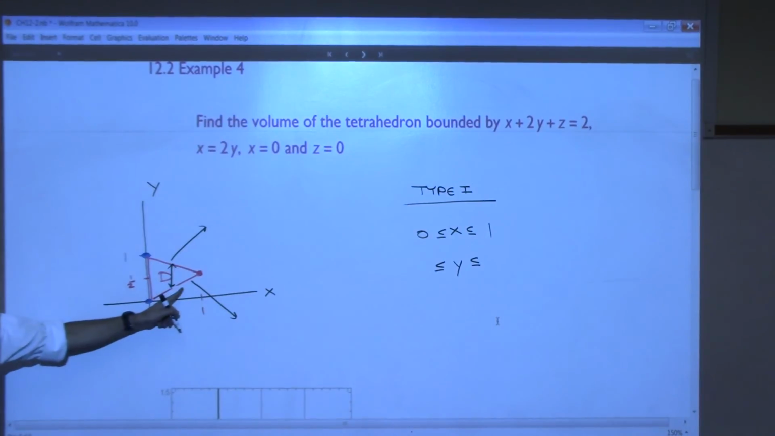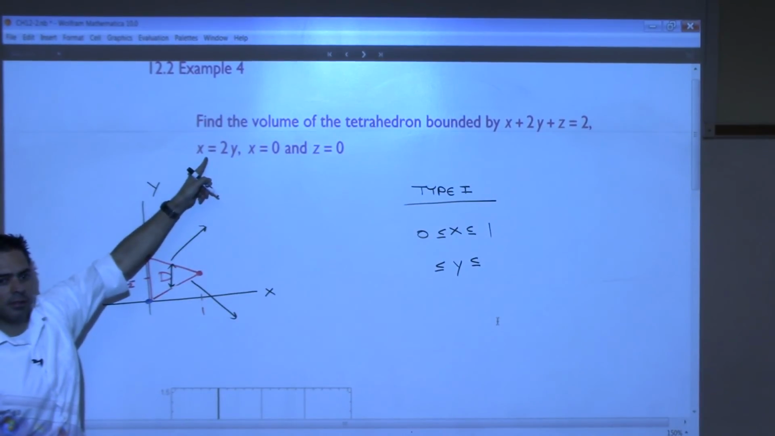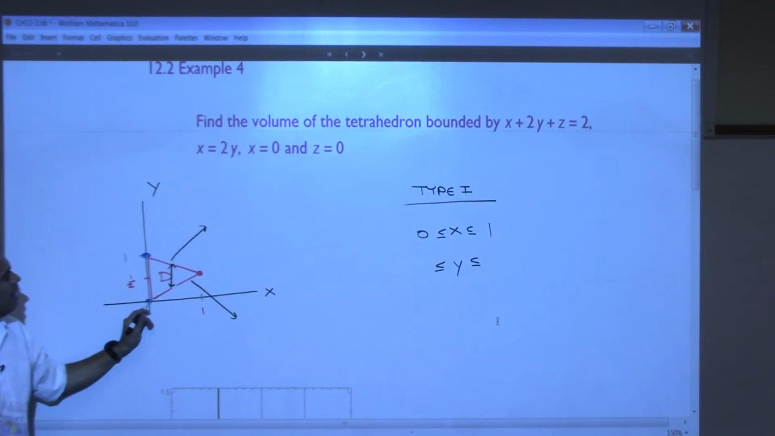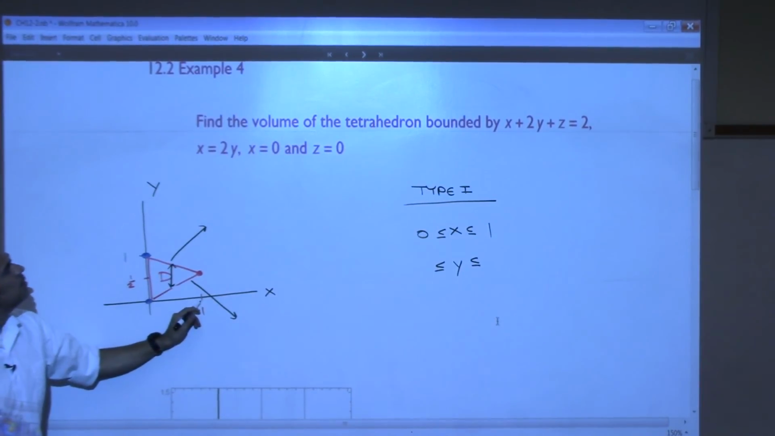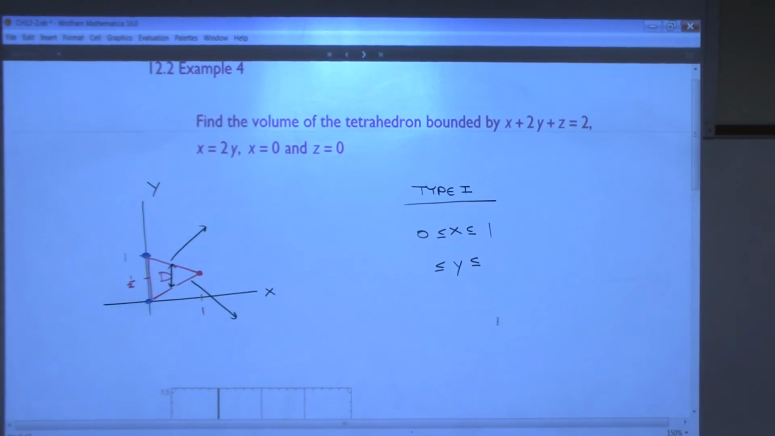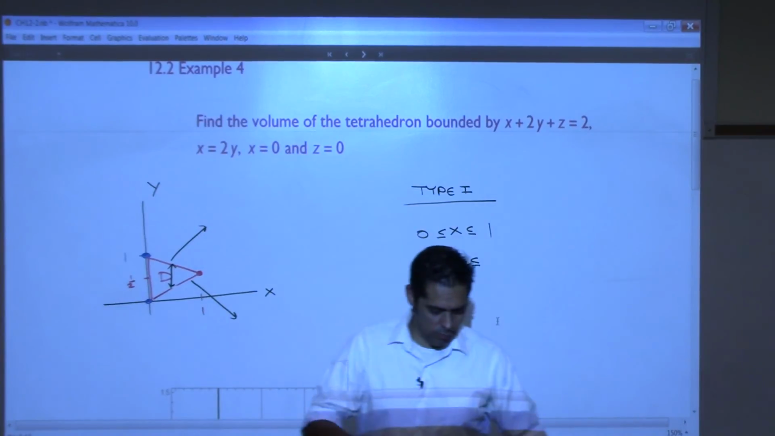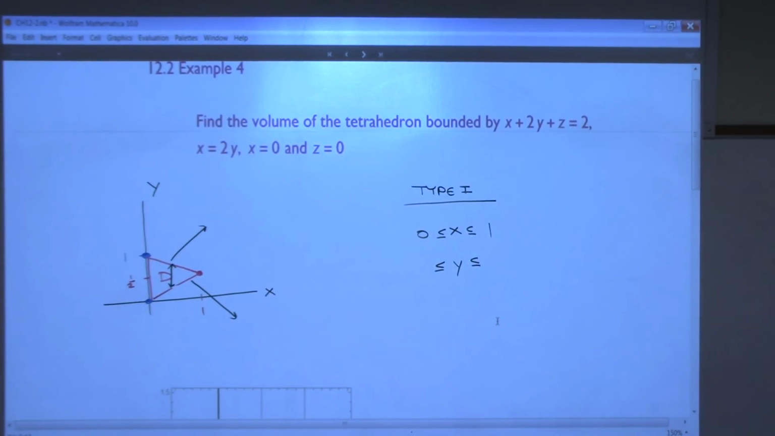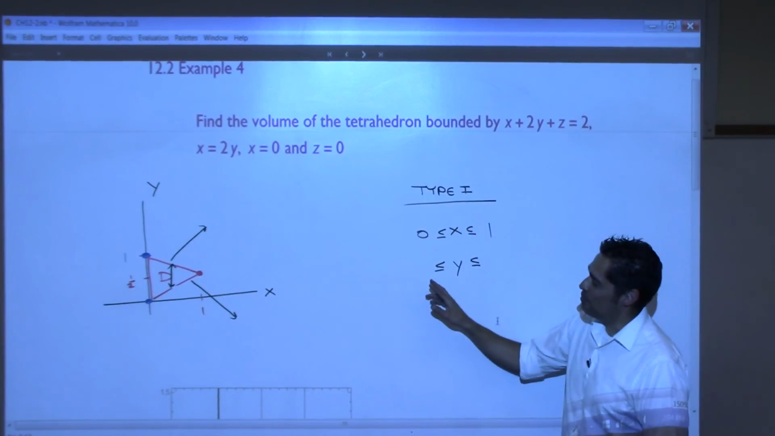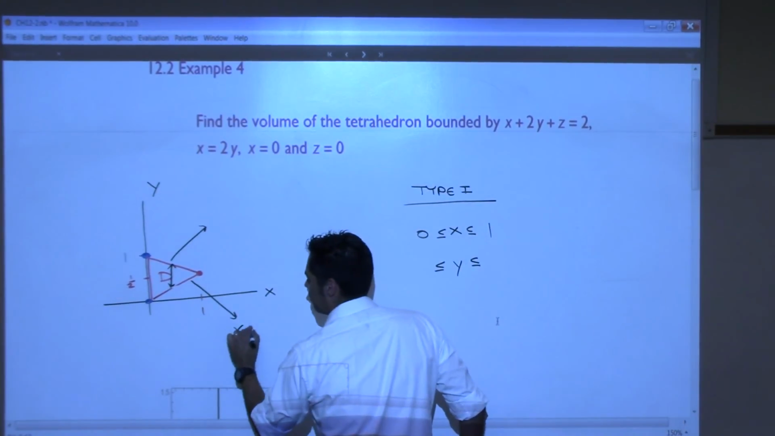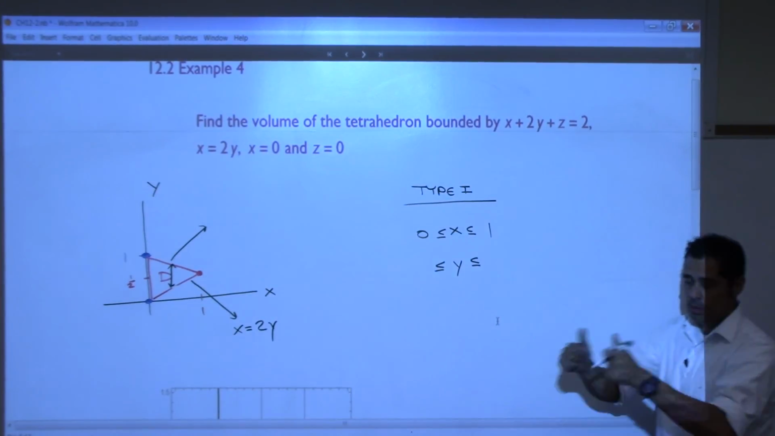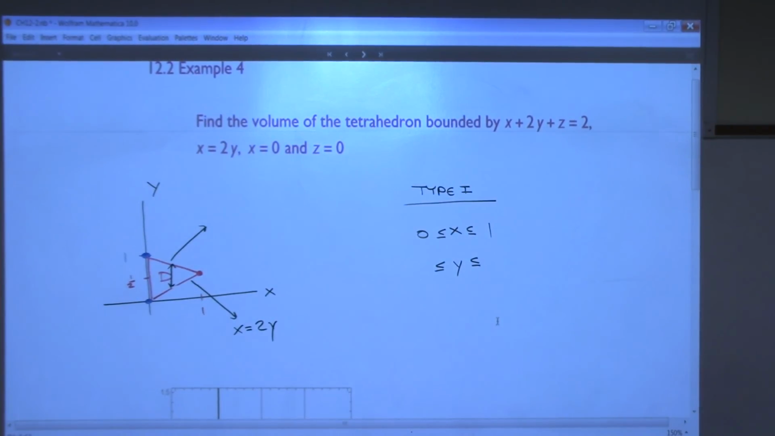The bottom one came from this, didn't it? And you could check it, 0, 0 lives there, right? And then if I plug in 1 for x, well, hold on. Wait a minute. Yeah, that's right. Oh, yeah, x is 1. Sorry. I had a little panic attack there. So the bottom one comes from this equation, x equals 2y. We agree? The top one comes from what?